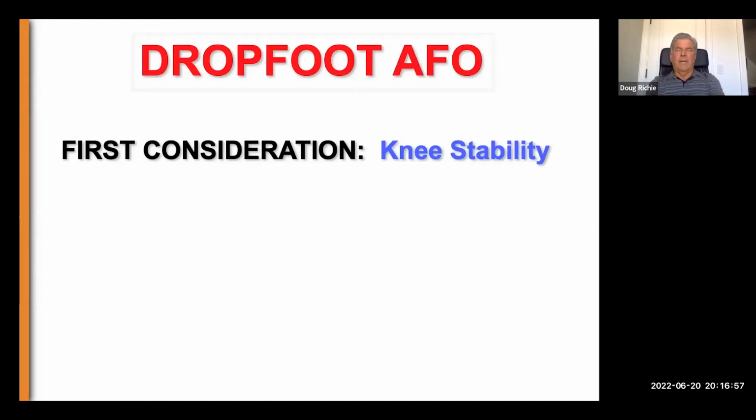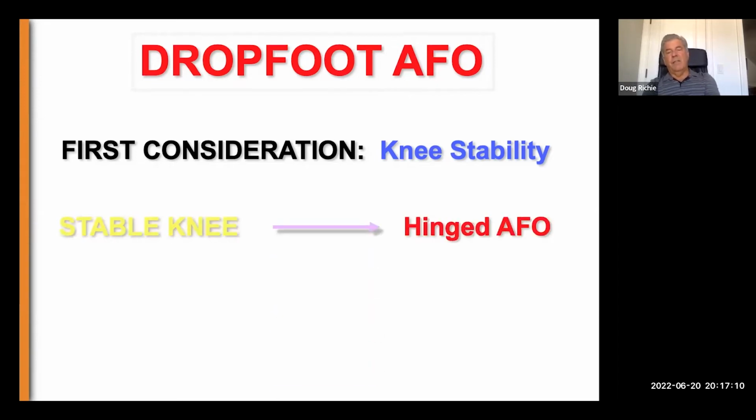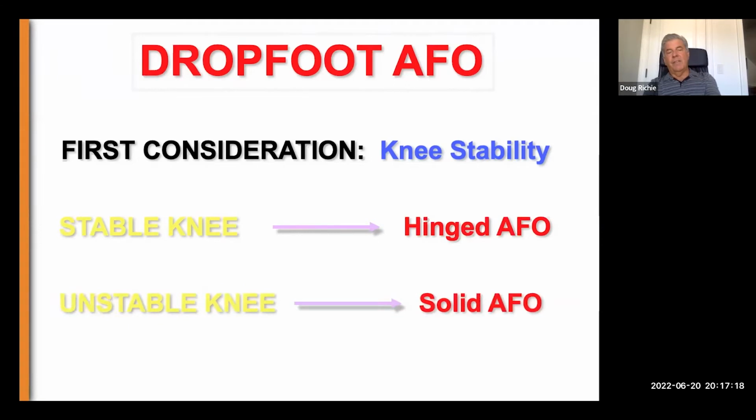Obviously, when we evaluate any patient for an AFO, we have to watch them walk, and we have to do detailed gait analysis, joint range of motion, and muscle testing. And therefore, we look for stability of the knee, and we follow a simple rule. If the knee is stable, we can use an articulated AFO. If the knee is unstable, we have to use a restricted AFO to keep the tibia from moving and try to create stability proximally at the knee joint.